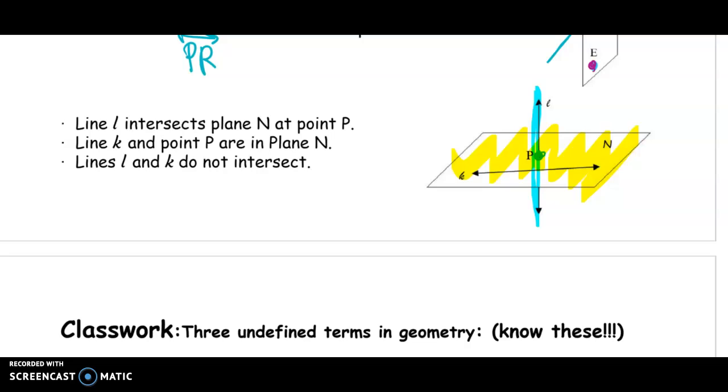Lines L and K do not intersect. And we could see that because they're not coplanar. In order for lines to intersect, they have to be coplanar. Those lines are what we call skew because they are not in the same plane and they do not intersect.